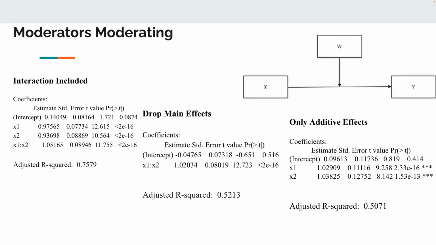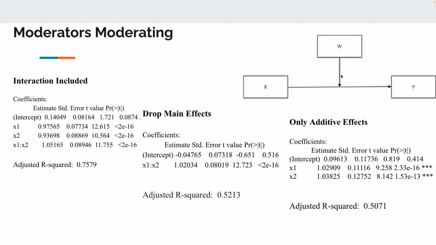First, what is a moderator and what's going on? In this diagram, we can see that our X, which is our main or primary predictor, causes Y. And we can also see that we have a moderator denoted by the W up there, and it influences the relationship between X and Y, this arrow right here. So what is moderation?